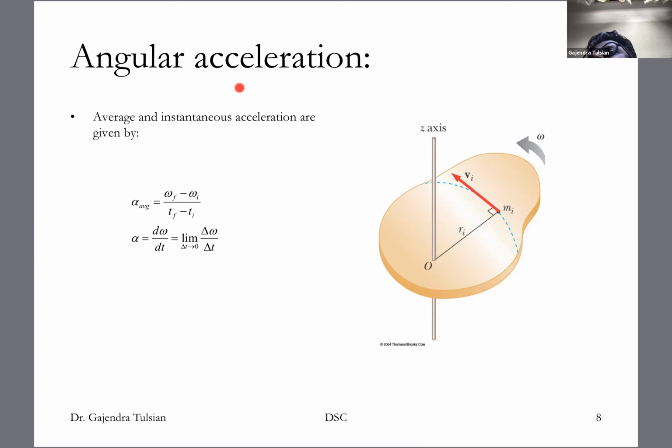So what is angular acceleration? Now, this is the angular velocity. If the angular velocity changes, you have angular acceleration. Angular acceleration, denoted by alpha, is the change in angular velocity divided by the time over which that change happened. If your angular velocity does not change, then angular acceleration is 0. Again, alpha is d omega by dt. So angular acceleration is the time rate of change of angular velocity.